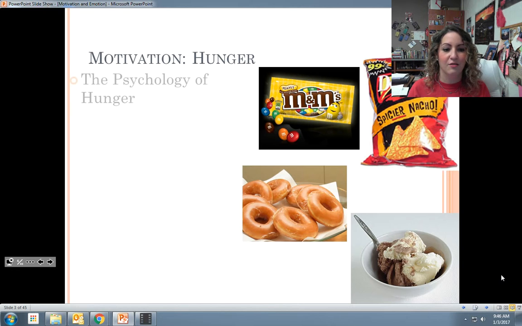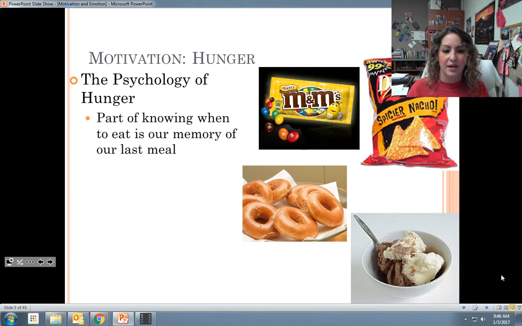Of course, hunger is also psychological. Part of knowing when to eat is the memory of our last meal. There's people that have very poor memory, whether it be Alzheimer's or something else, and either they rarely ever eat because they don't remember to eat. It's not that they're not hungry, or they eat all the time and they become overweight because they don't remember when they ate last, and so they feel hungry all the time because they don't remember their last meal.